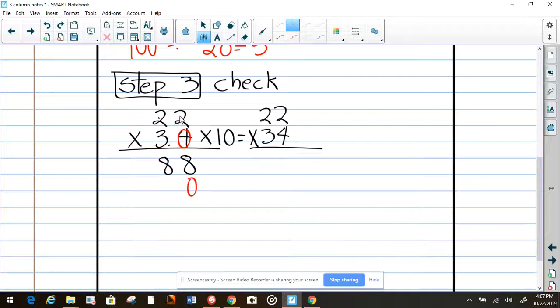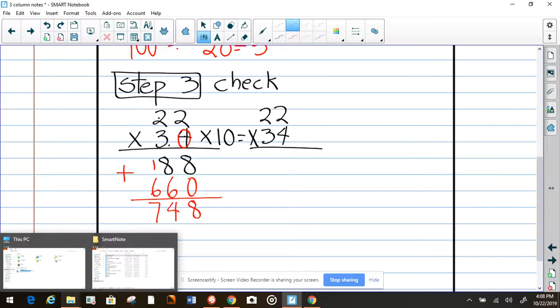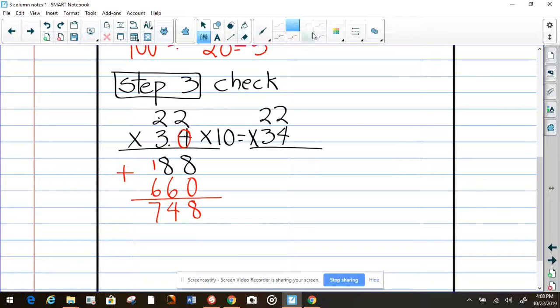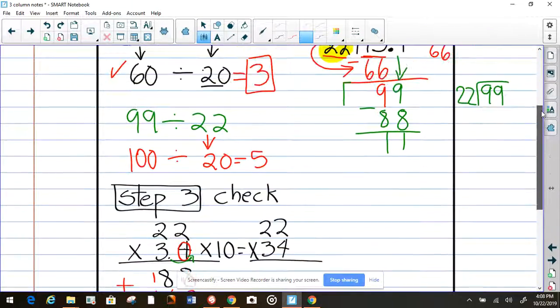Now we multiply 3 times 2 equals 6, and 3 times 2 equals 6. We add these partial products to get the total product. 8 plus 6 equals 14. You carry 1 over, and 6 plus 1 equals 7. Now, remember that we have in this problem one digit to the right of the decimal, so that same number has to appear in the answer for the multiplication. So that should be 74.8.